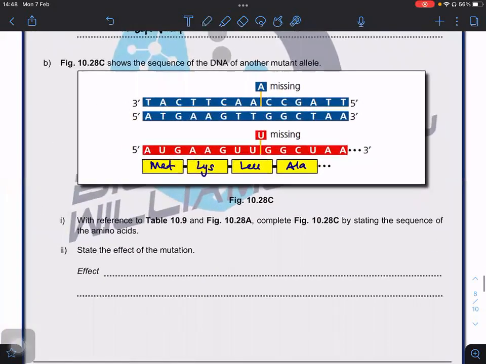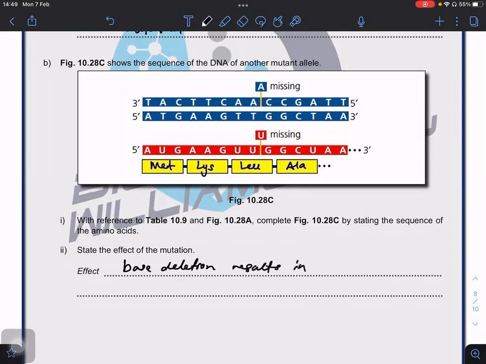Or when you remove a base, by right, the reading frame AA now becomes AAC. Because the A is removed already, the rest will be different. We have methionine, lysine, phenylalanine, and also glycine. But now can you see that the frame shift actually takes place? The rest of the amino acid sequence will be wrong. So this kind of mutation is base deletion. In this case, it can be base additions or base deletions, which result in frame shift mutation.